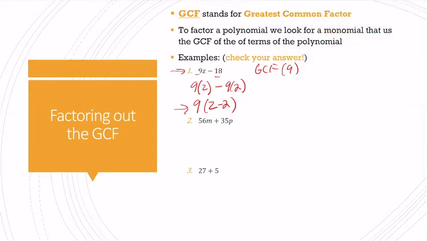I've got 56m and 35p. Well, the greatest common factor of 56 and 35 is 7. And the greatest common factor of m and p is just 1. They don't have anything in common. So our greatest common factor is 7. I'm going to take 7 times 8m plus 7 times 5p. And then I can pull out the greatest common factor.